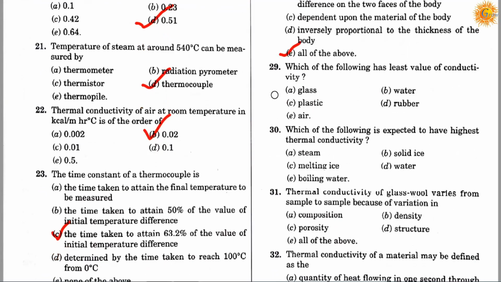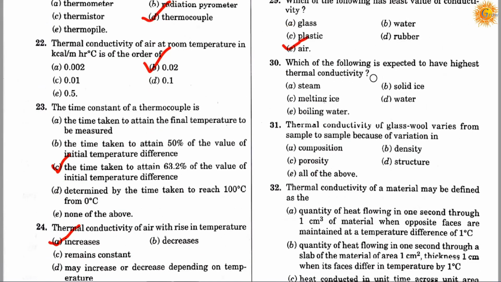Question number 29. Which of the following has the least value of conductivity? Option A, glass; option B, water; option C, plastic; option D, rubber; and option E, air. Correct answer is E, it will be air. Question number 30. Which of the following is expected to have the highest thermal conductivity? Option A, steam; option B, solid ice; option C, melting ice; option D, water; option E, boiling water. Correct answer is B, it will be solid ice.